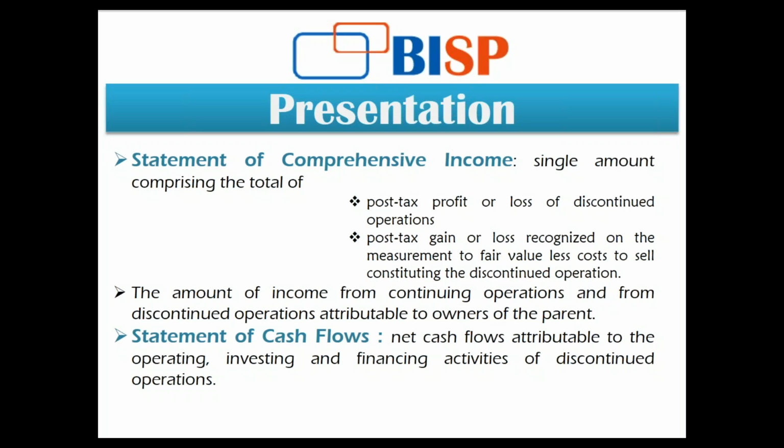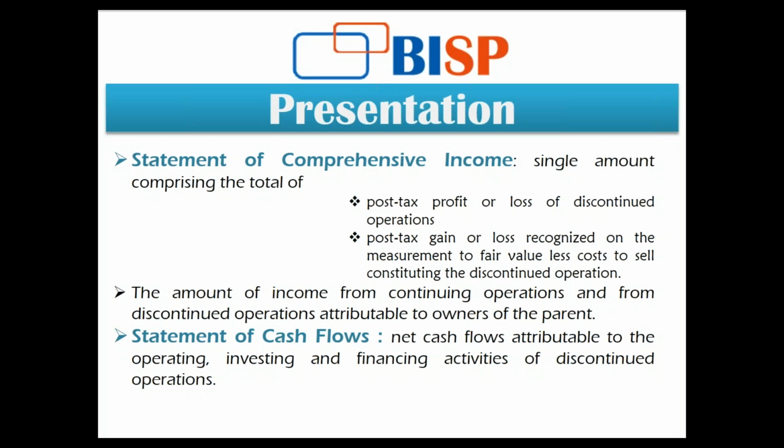Any amount of income from the continuing operations and also from the discontinued operations is directly attributable to the owner of the parent. Of course, the continuing operations income is going to be attributed to the parent only, but any post-tax gain or loss that I am incurring from discontinued operations is also directly attributable to the owner, that is the parent, or in a parent and subsidiary relationship.